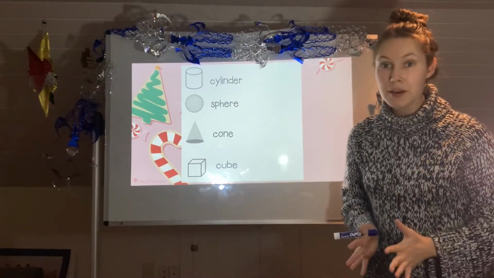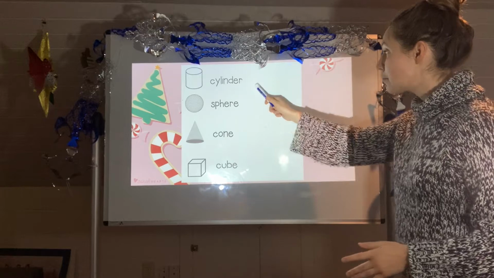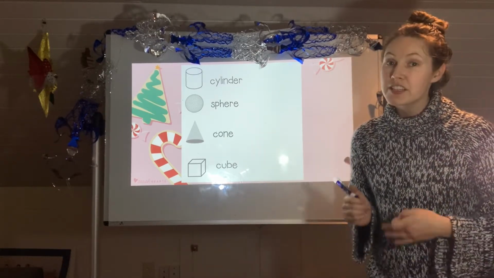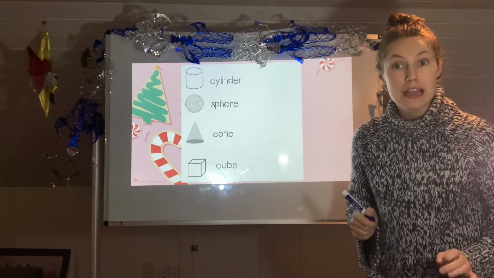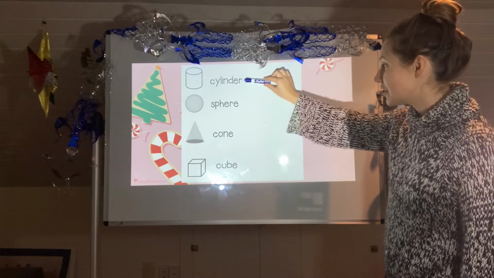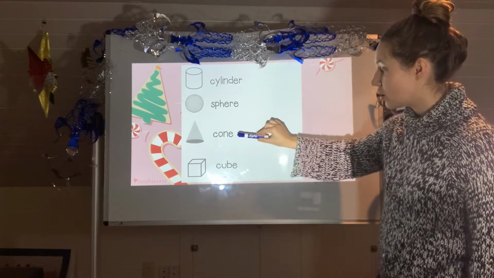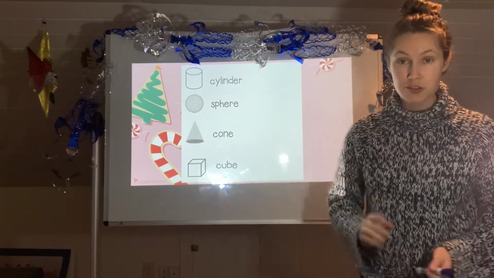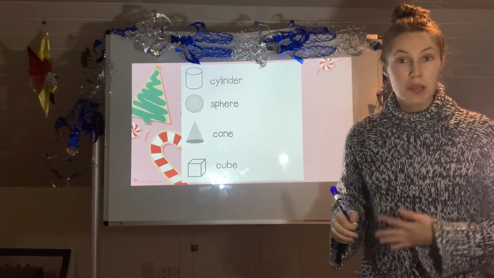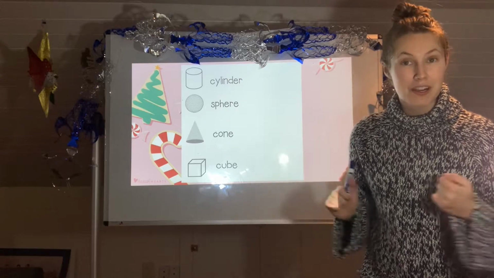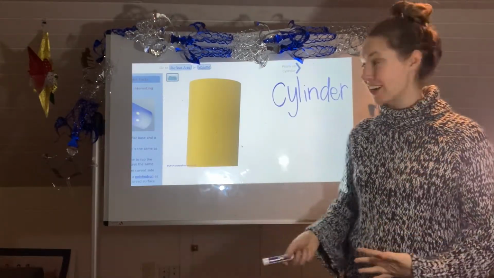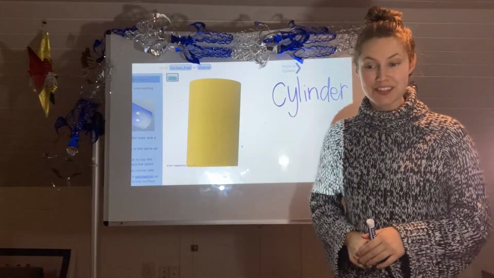Okay, the first thing we're going to focus on today is remembering our 3D shapes and what they look like. So I'm going to show you a website where we can explore these shapes a little bit more. We have a cylinder, a sphere, a cone, and a cube. Those are going to be the 4 3D shapes, or solid shapes, shapes that are not just flat, that we're going to think about. Okay, so the first shape we're going to look at is a cylinder. So I have a picture of our cylinder here.